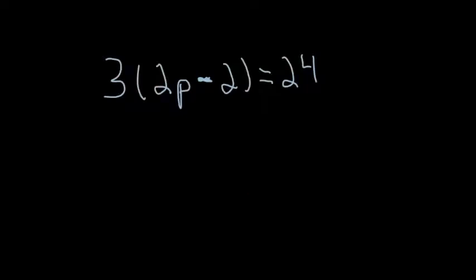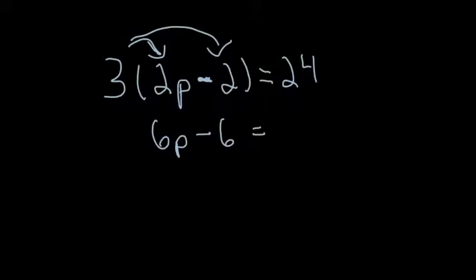Alright, so next I have the equation 3 times the quantity 2p minus 2 equals 24. Your first step here is to use the distributive property. Pass out that 3 to everything in the parentheses. So 3 times 2 is 6, so we get 6p minus 3 times 2, which is 6, equals 24. Now we can solve this.